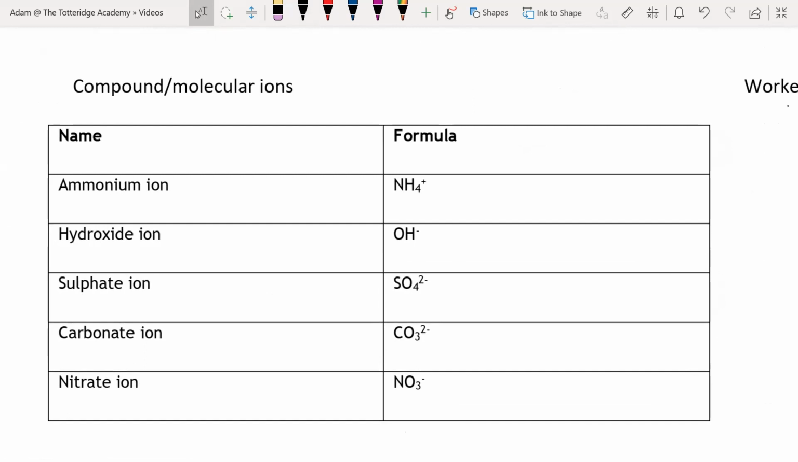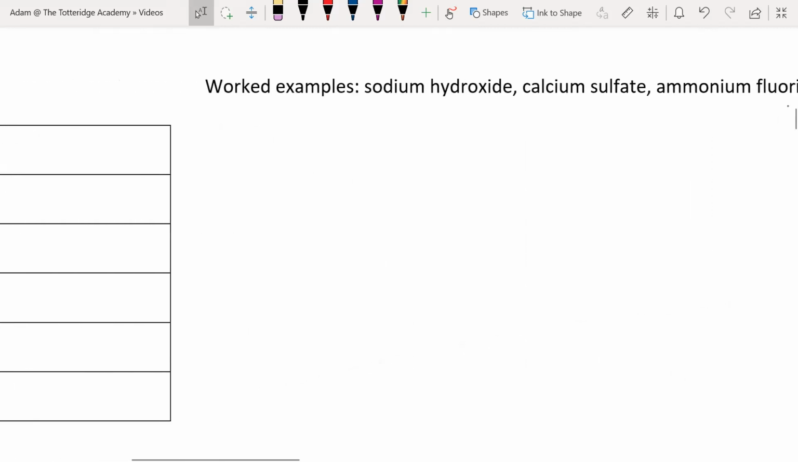These are the 5 compound or molecular ions that you're going to learn about. You do need to know them off by heart, but for the minute, I'd like you to just write down this table into your book or piece of paper because you're going to need it as a reference. So pause the video and get that down. Okay, you should only be playing the video if you've got that down now. If you haven't got it down, you're simply not going to be able to do the rest of the questions. So make sure you've got that. And let's do some worked examples.